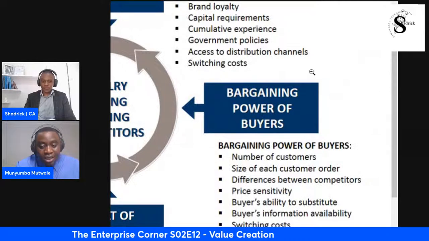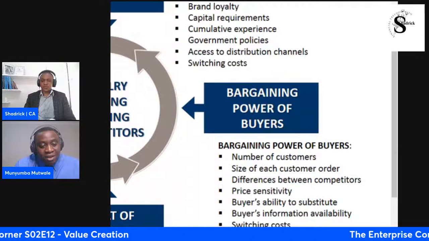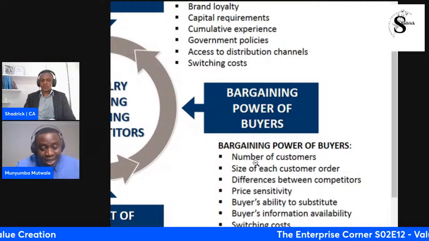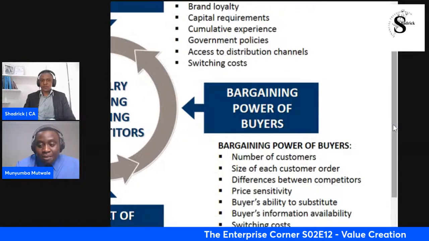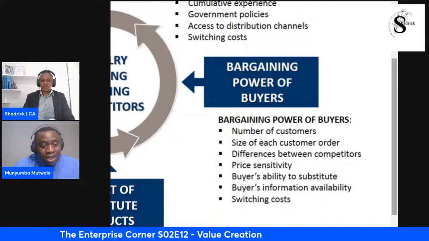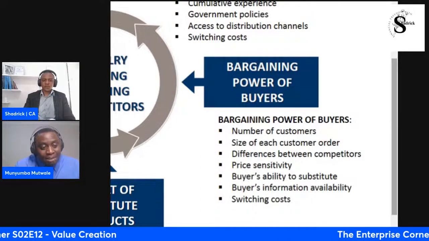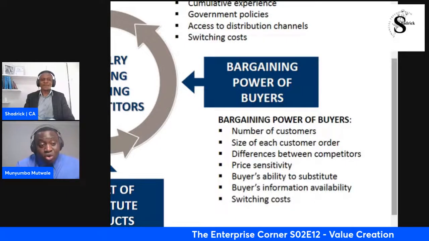And it looks at this: how many customers do you have? If you have a few customers, they have more bargaining power. This is why people who start doing all their business for the government go bankrupt very quickly. You've got one customer, and that customer can determine when they pay you and how much they pay you. They've got so much control over you.